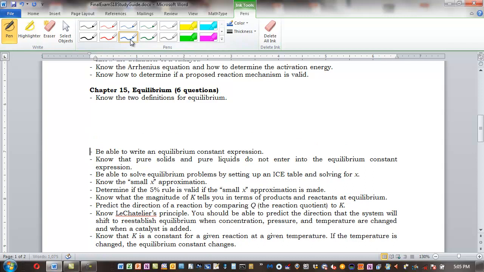So the first thing, know what we mean by equilibrium. This study guide is also posted in Blackboard. So what are the 2 definitions for equilibrium? How about 1? The rate of the forward reaction equals the rate of the reverse reaction. That's exactly right.